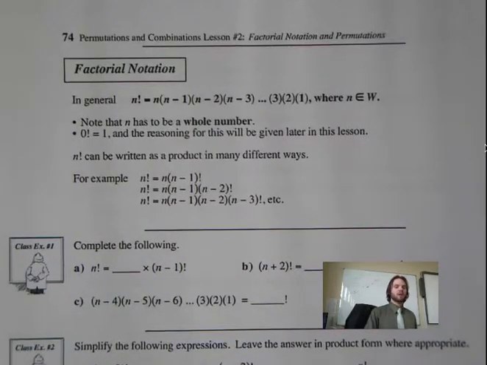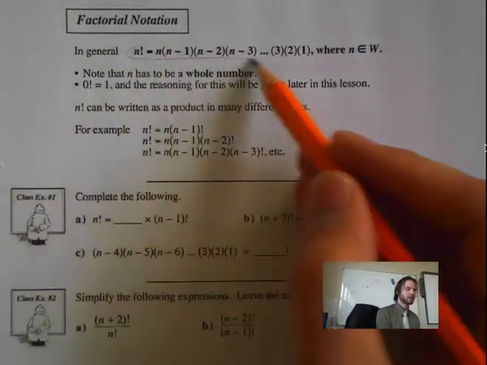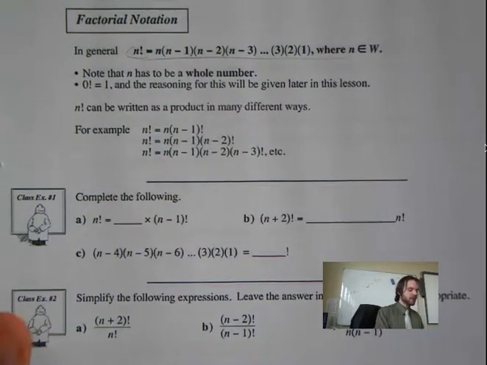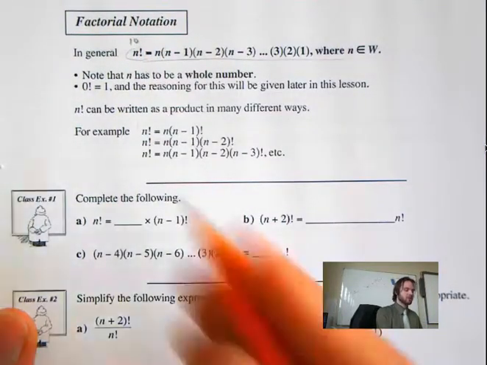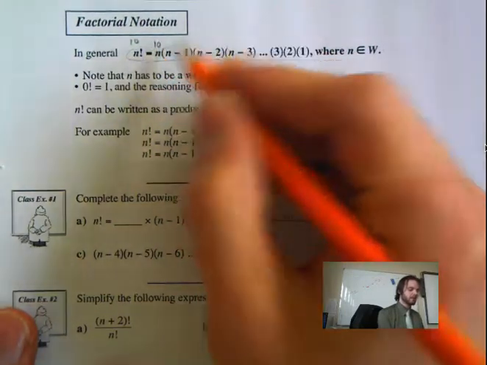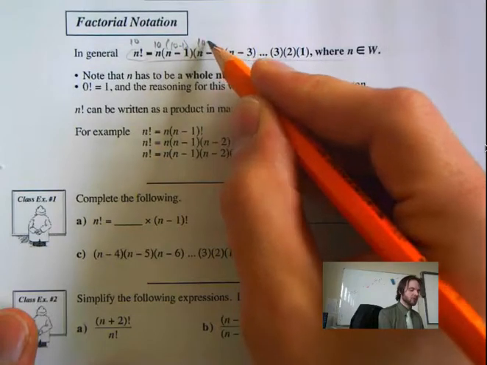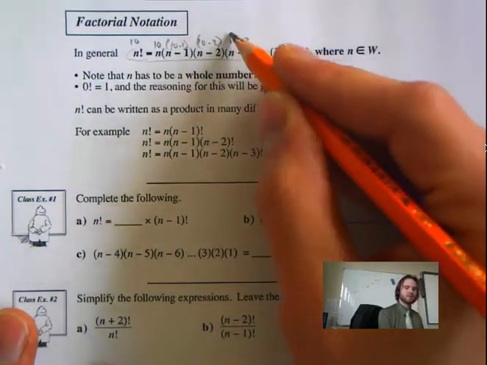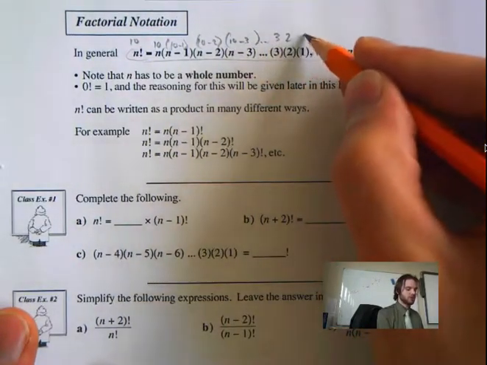So, here we go. Factorial notation. Factorial notation is normally set up like this. That's the general form. So here's an example. If I said n was 10, then we're saying 10 factorial. So 10 factorial is the same as 10 multiplied by 10 subtract 1, multiplied by 10 subtract 2, multiplied by 10 subtract 3, and we're going to keep on doing this all the way till we get 3, 2, 1.